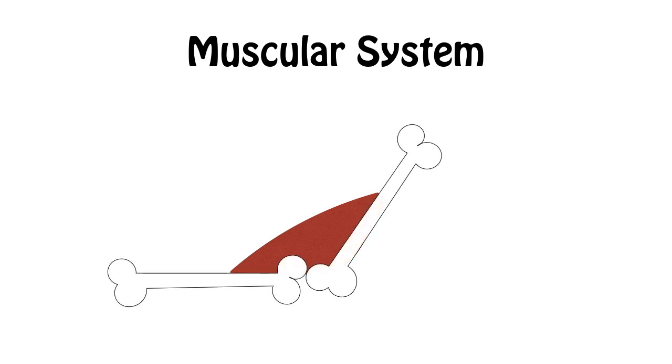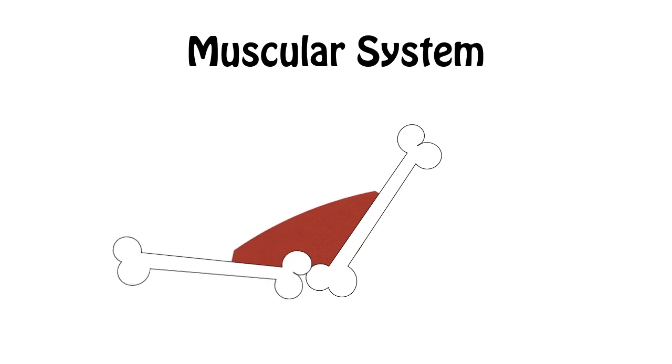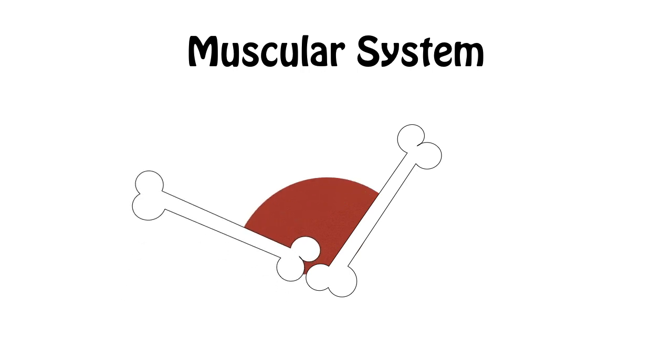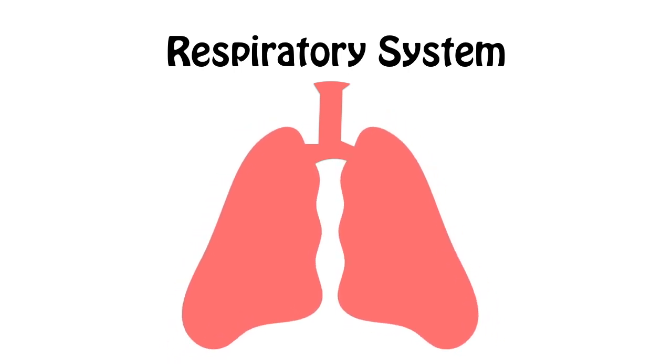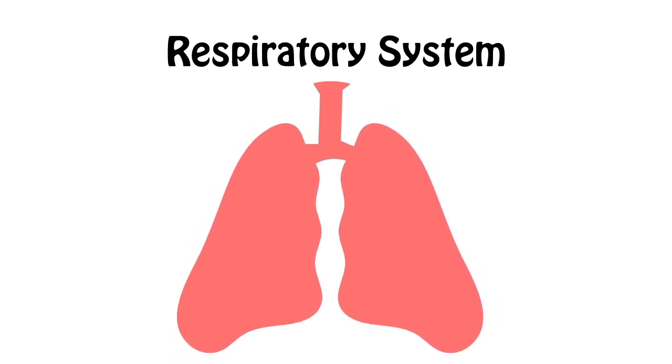Animation ideas. Muscular system. We know we have muscles, but they wouldn't work if they weren't connected to bones. When muscles contract, meaning get smaller, they bring bones closer together. Respiratory system. The lungs expand and contract to move oxygen into the bloodstream.